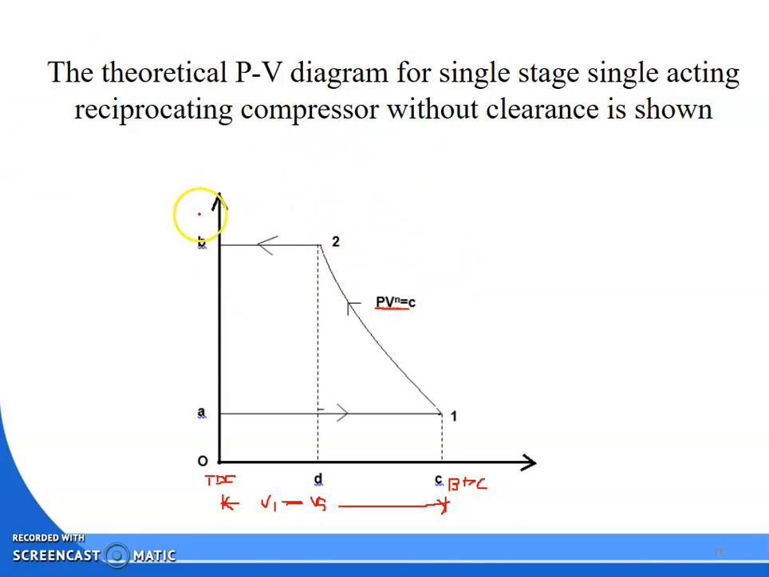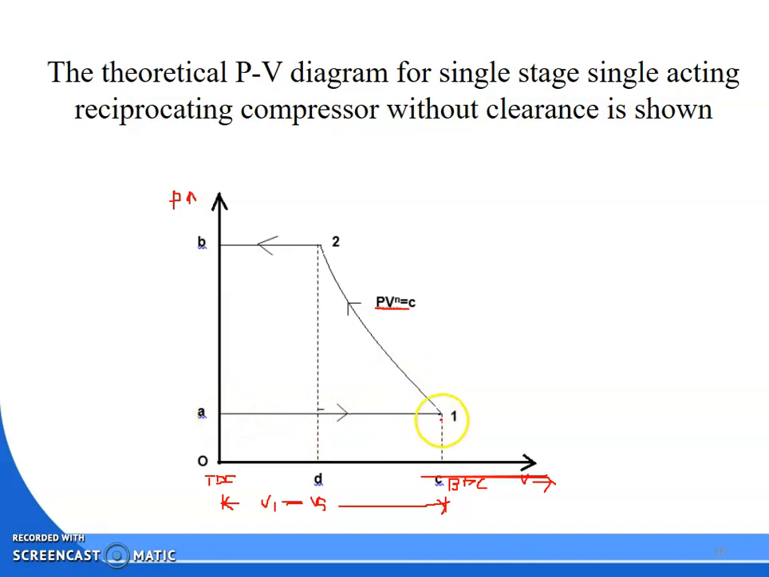we know that the area under the PV diagram, this is your pressure and this is your volume, gives us the work done. So you can calculate this area, A to 1, 1 to 2, 2 to B, B to A. If you calculate this area, then we can get the work done. So we have to separate all the processes.